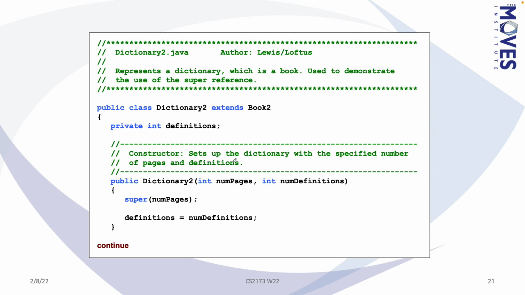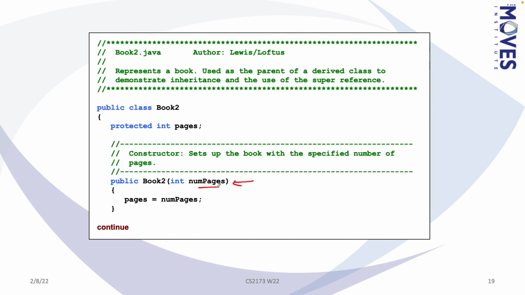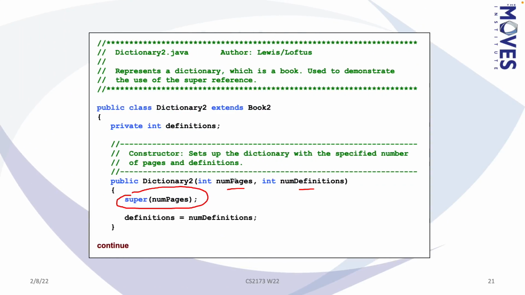Okay, so this is a good example. We're going to say this dictionary is going to specify how many pages and how many definitions. And notice this call to super here. It calls super and then passes numPages. And what that will do is call this constructor, and it will work because it's passing an int, and numPages wants an int. Job done. The confusing thing is that when you're writing this, if for some reason you leave this off, then you will get one of the most confusing messages around.